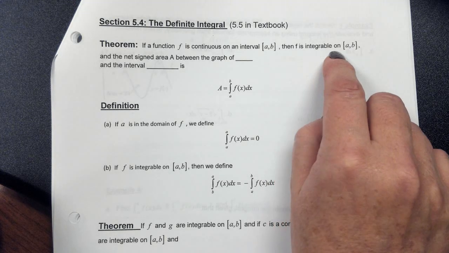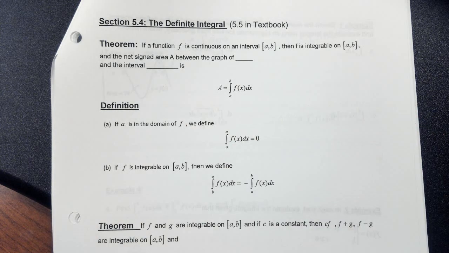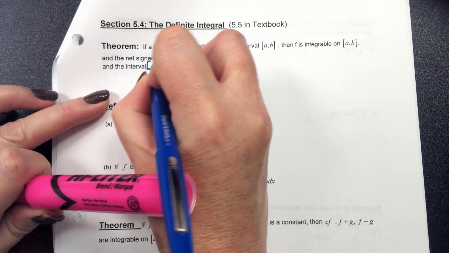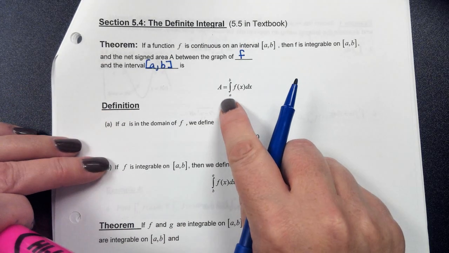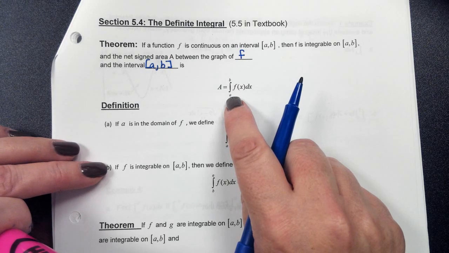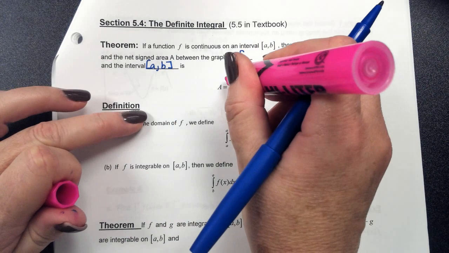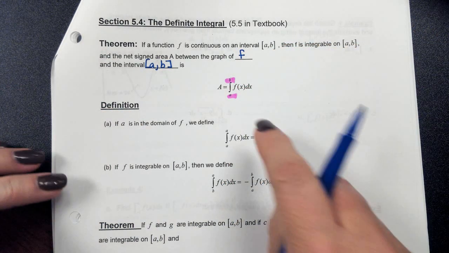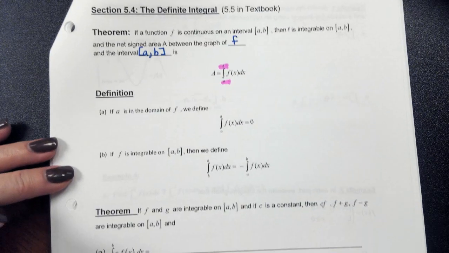f is integrable on that closed interval a to b as well. And the net area between the graph of f and the interval [a, b] is defined as the area under the curve from your x values from a to b. So notice now your definite integral has what we call an upper bound and a lower bound, of f of x dx. So, some theorems about our definite integral.